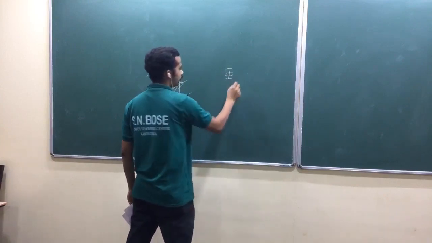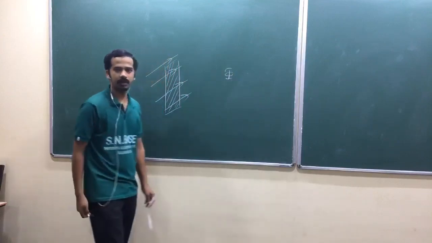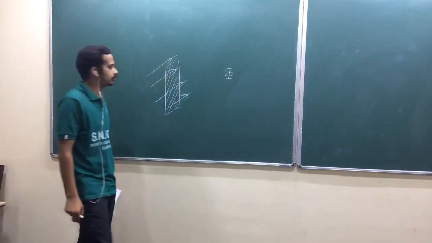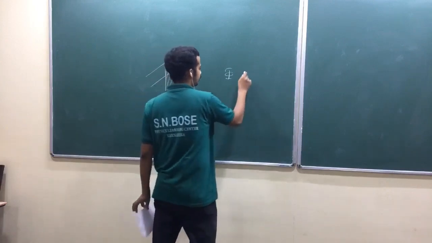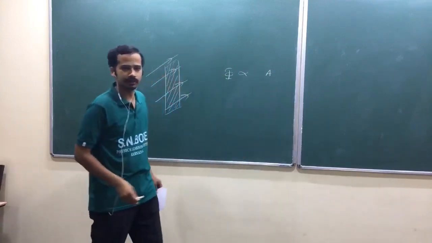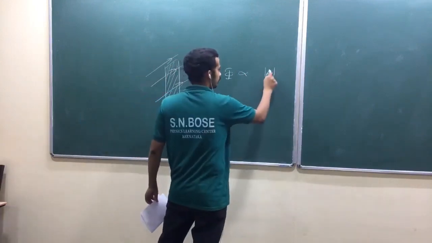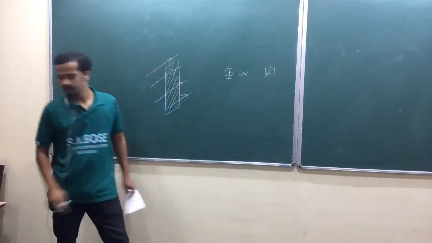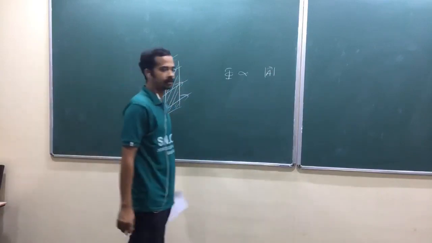So we call that flux. Is that okay? That proportionality factor, we call it flux. Flux is proportional to the magnitude of the area. Later we are going to construct area as a vector, isn't it?